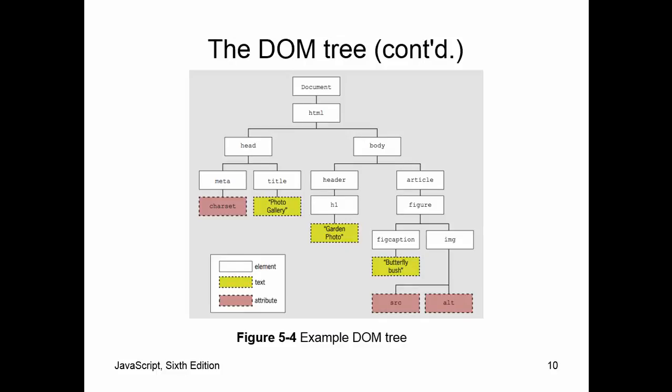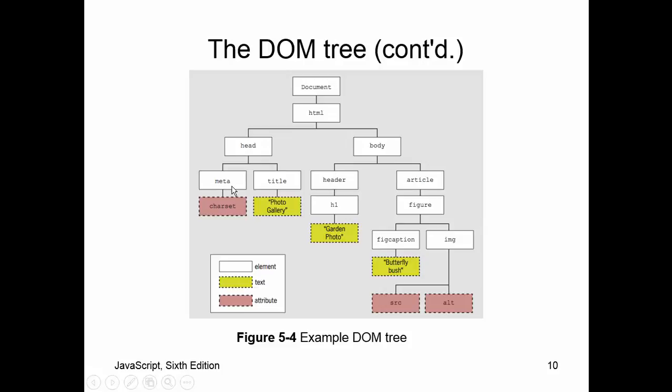All right? Now, they say there that it's an example of a DOM tree. It's a hierarchical arrangement. So it says, here's your document. Under your document, the child is an HTML. The HTML element has two children. It has a head element and it has a body element. And you'll notice that the head element has two elements, a meta element and a title element. The body element has two elements, a header and an article.